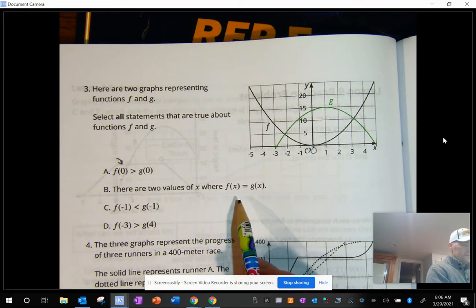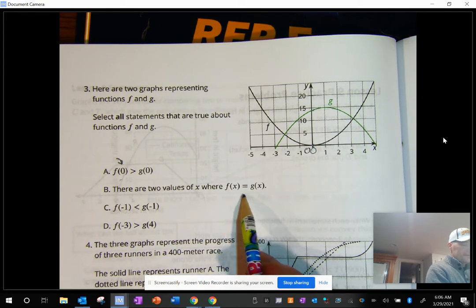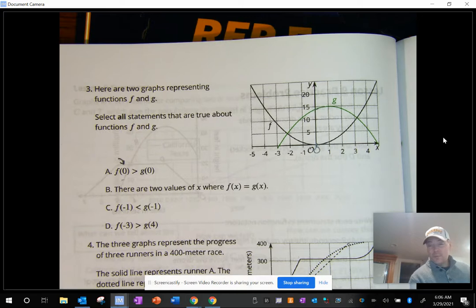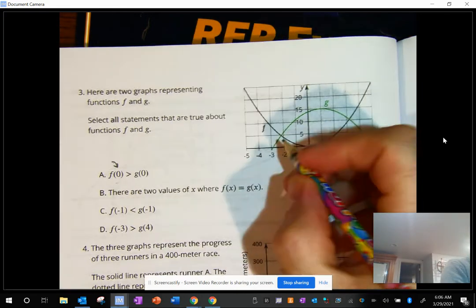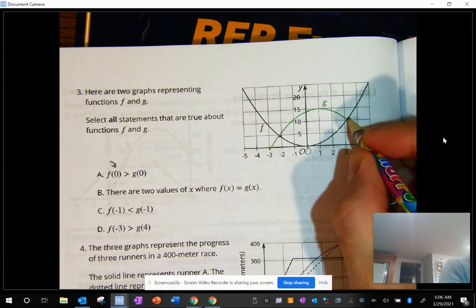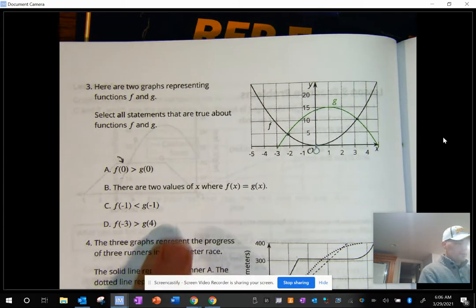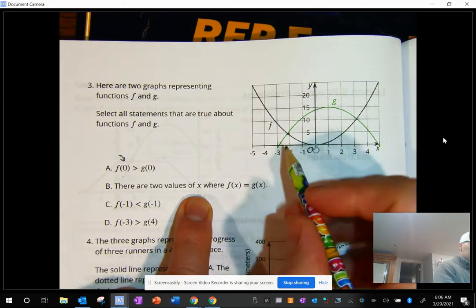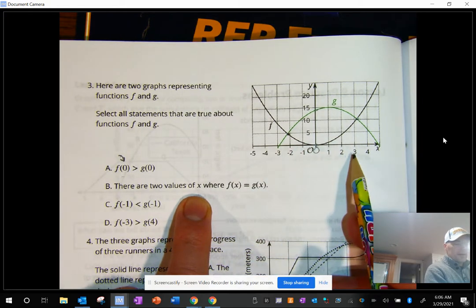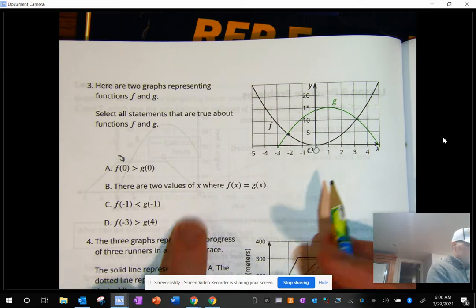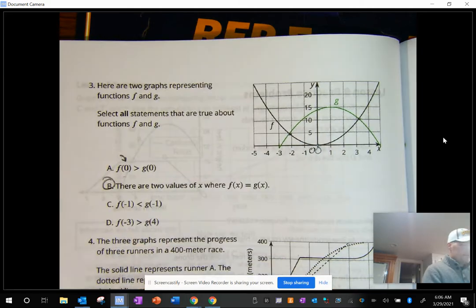There are two values of x where f of x equals g of x. That means where they intersect, right? Where the two lines cross. Okay, so they cross here and they cross here. And this would be true. There are two values of x where they do indeed cross. It's at negative 2.1 or something like that, and about 3.1, somewhere in there. So we're going to circle this one.